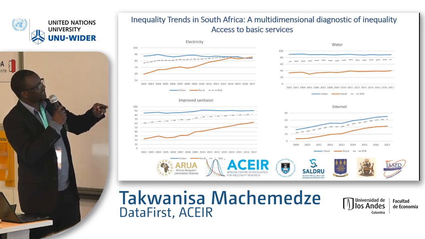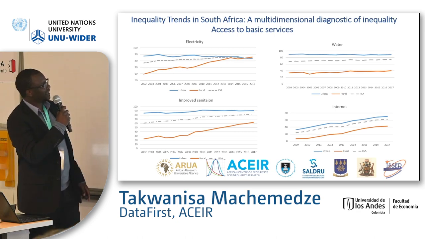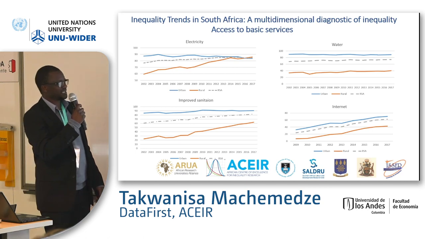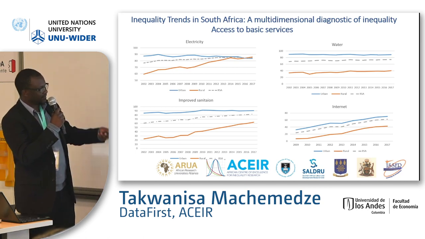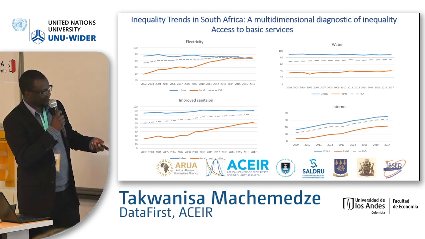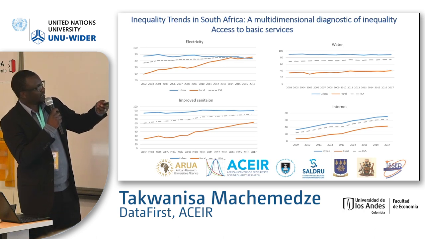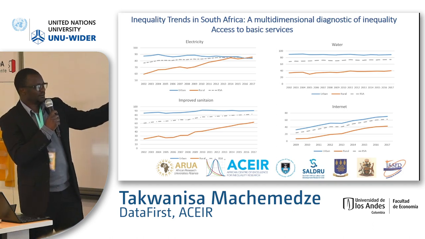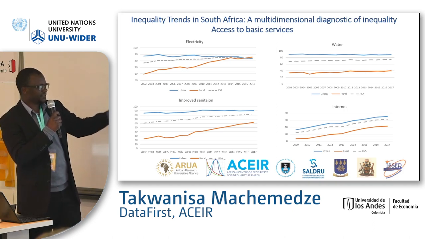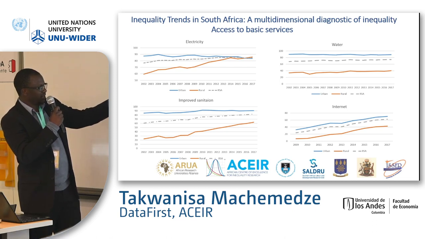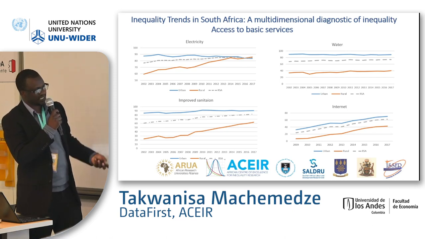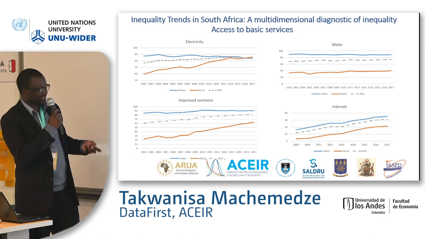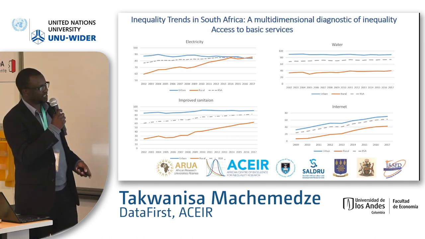They also look at access to basic services. In this case, other than water, you see electricity, improved sanitation and internet, there is a catch-up over time. These are comparing differentials between rural and urban, and over time they are all catching up, highlighting that there is a reduction in inequality even by rural-urban differentials.